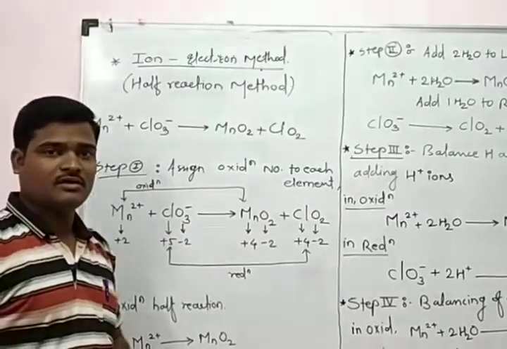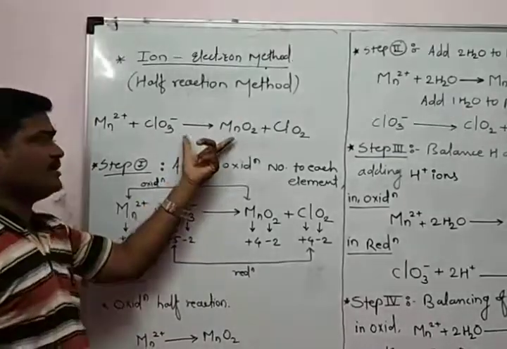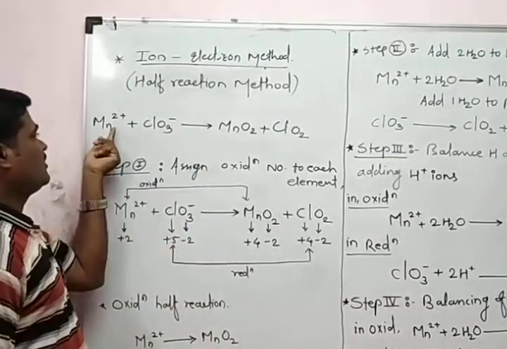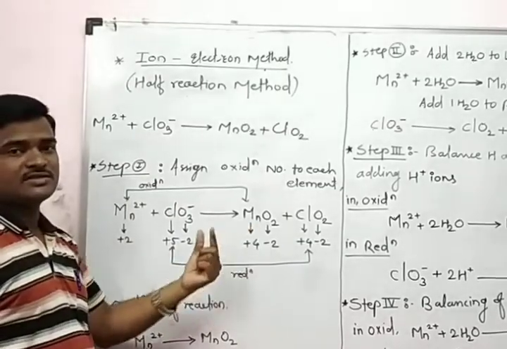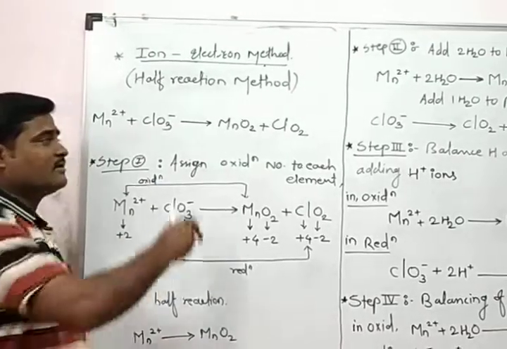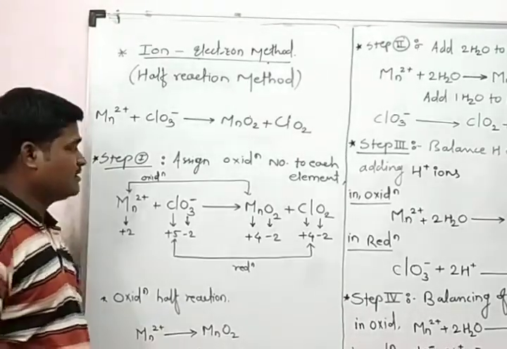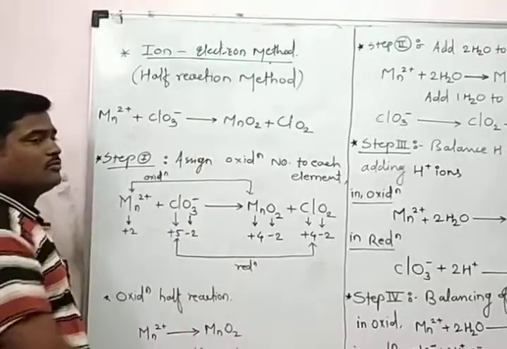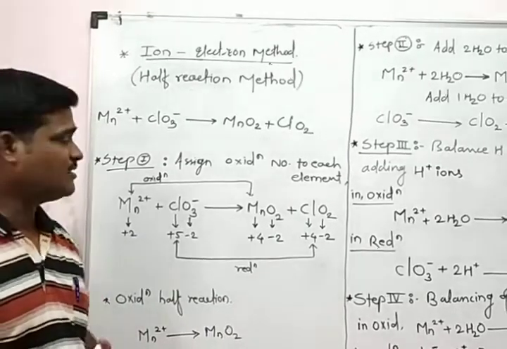Today we are going to discuss the ion-electron method, also called the half reaction method. In redox reactions, we have taken an example of oxidation of manganese as well as reduction of chlorine. This sample reaction we have taken for consideration. Now we have to follow 5 steps to balance this reaction.